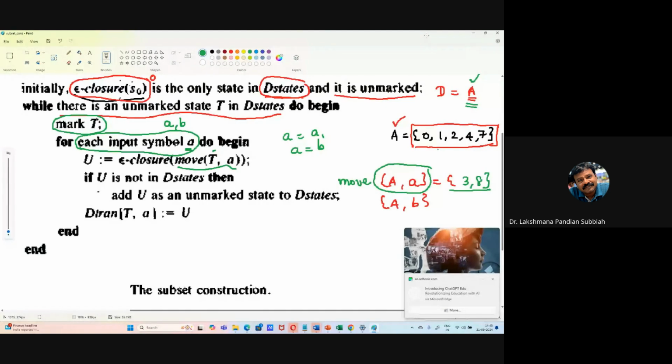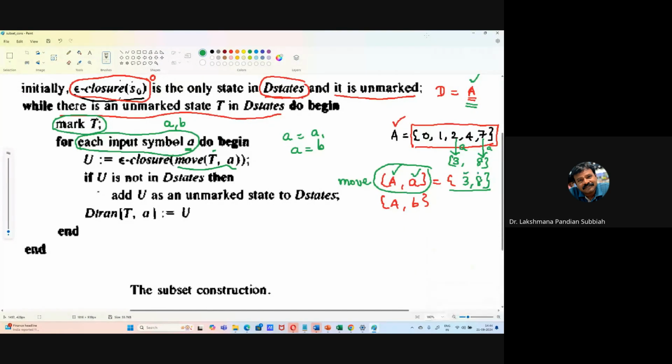That is 2 to 3 and 7 to 8; we have a transition by A. So 3 and 8 is the move from state A by input symbol A, the transition to 3 comma 8. So for this move T comma A, we are getting 3 comma 8. Move T comma A is giving the output 3 comma 8.